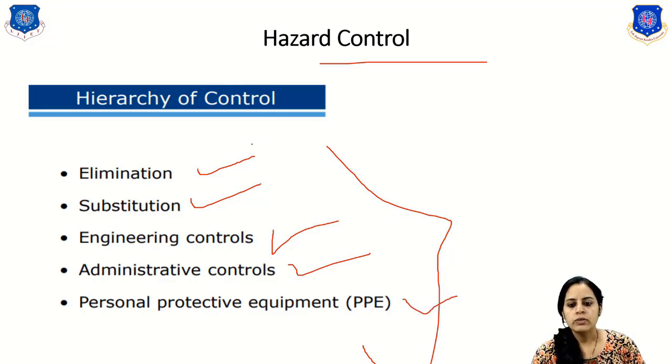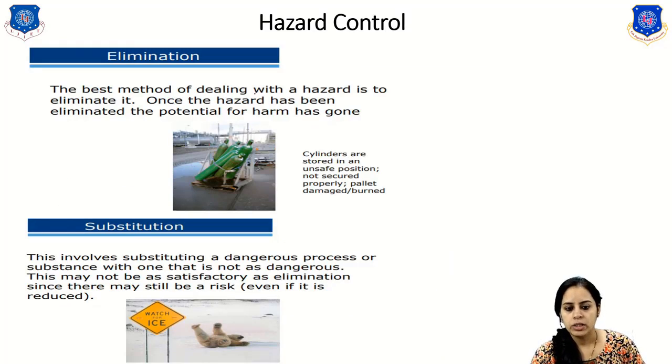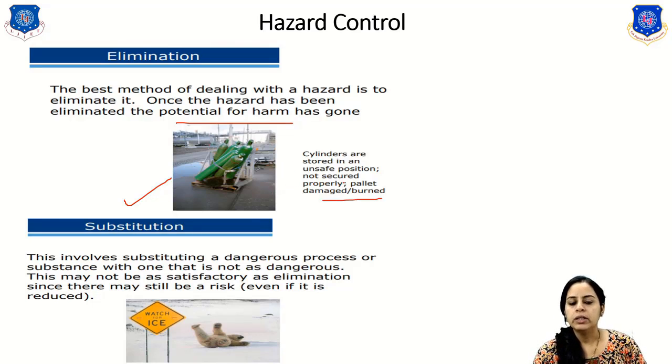So first of all, we discuss elimination. This is the basic method of dealing with a hazard: to eliminate it. Once the hazard has been eliminated, the potential for harm has gone. Here you can see that the cylinders are stored in an unsafe condition, not secured properly, and the pallet damage and the burn.